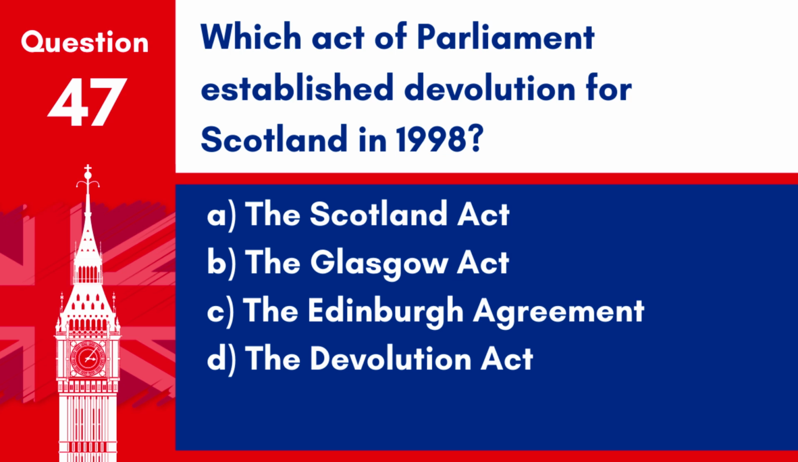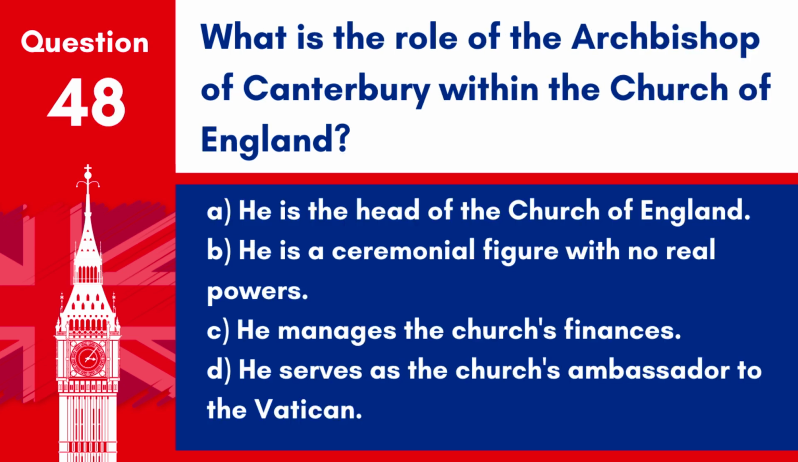Question 47. Which Act of Parliament established devolution for Scotland in 1998? A. The Scotland Act. B. The Glasgow Act. C. The Edinburgh Agreement. D. The Devolution Act. Answer. A. The Scotland Act. The Scotland Act of 1998 established devolution for Scotland, granting it its own parliament with powers over certain areas of policy.